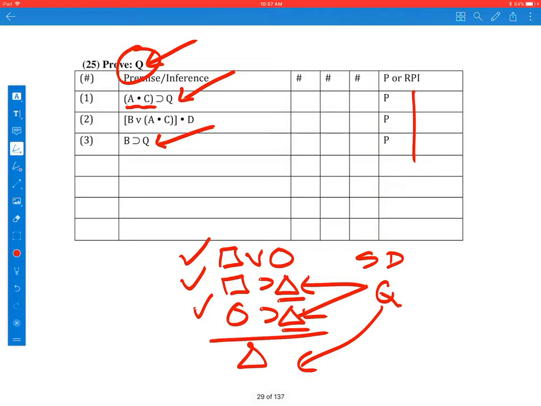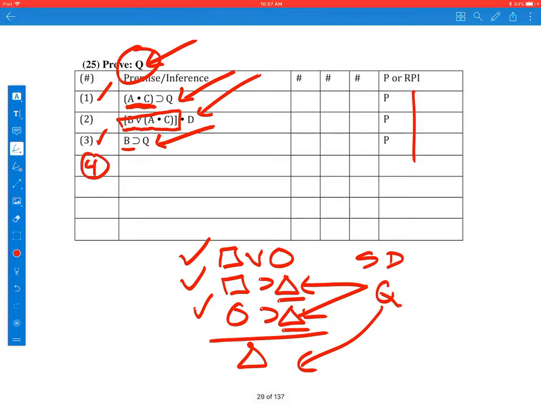So let's take a look. We have the two conditionals on 1 and 3, so what we would need is the disjunction of the antecedents. And we have the antecedent B, and we have the antecedent A and C, and look what's right here in line 2. B or A and C. So we have exactly what we need to do the simple dilemma. The problem is, with line 2, it says all of that and D. We need to get rid of that D.